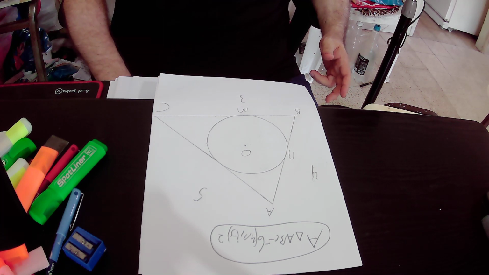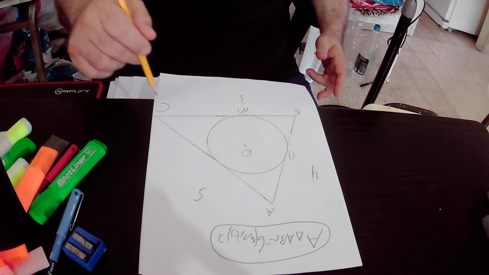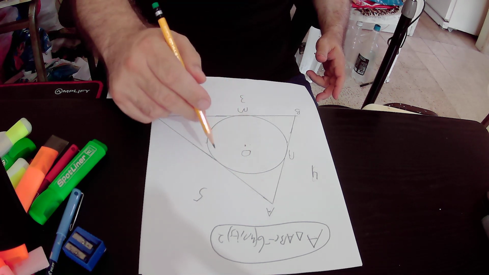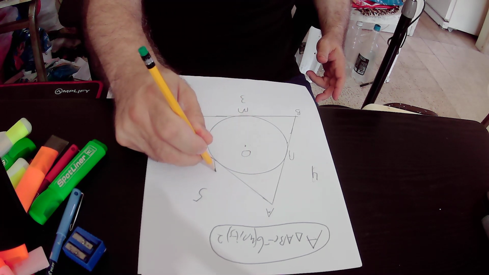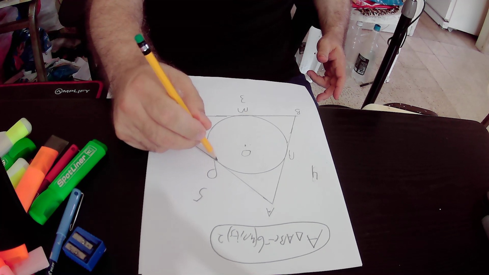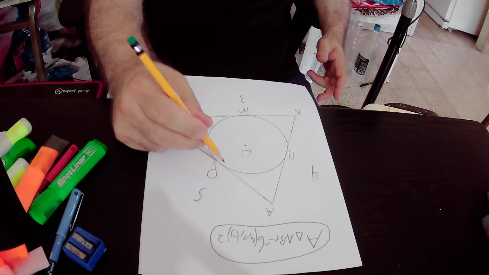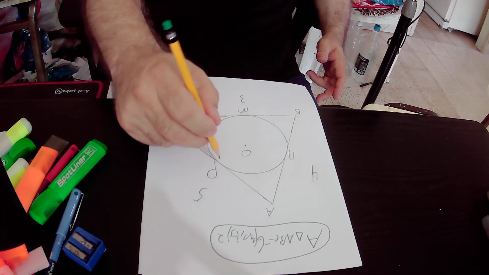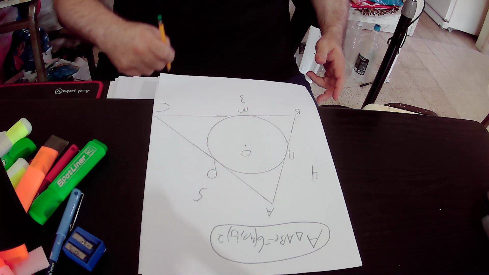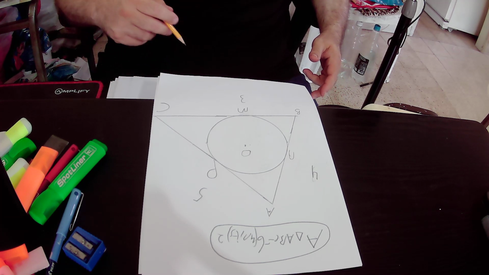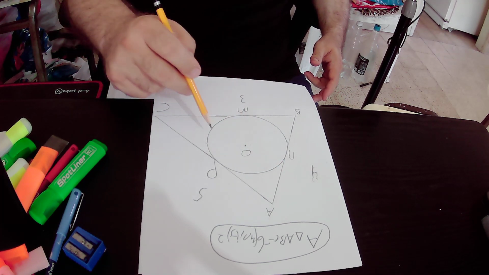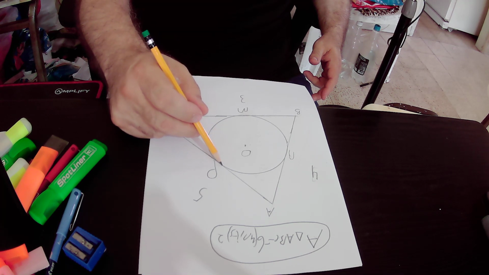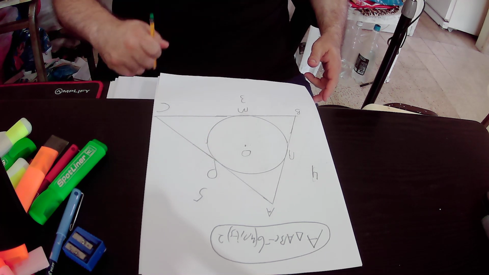Okay, and in the same way, the touching point between side AC of the triangle and the circle will be defined as P. Again, point P is defined as the touching point between side AC of the triangle and the circle. Okay, or we can also say that side AC of the triangle is tangent to the circle at point P.